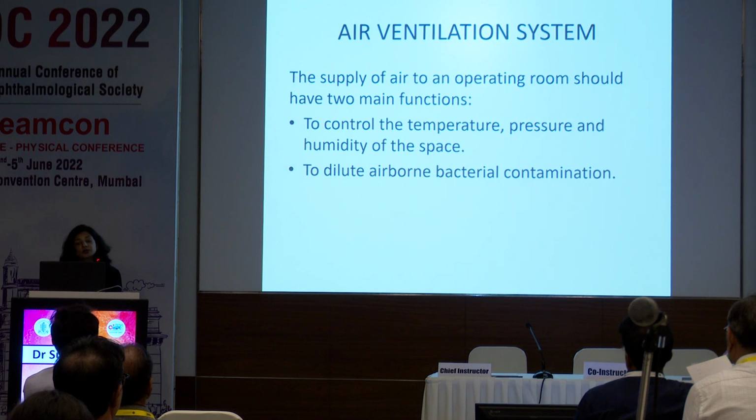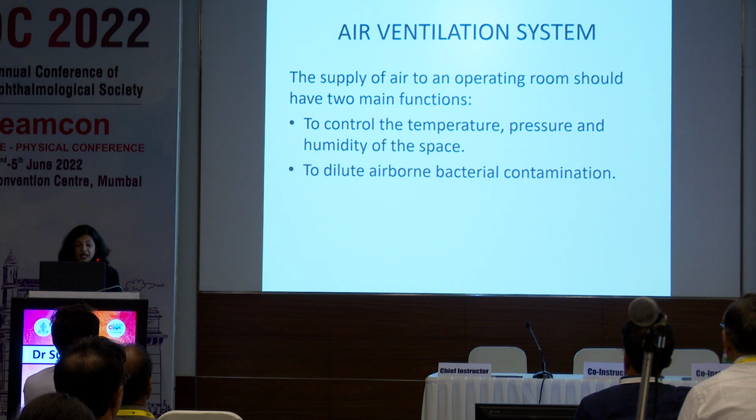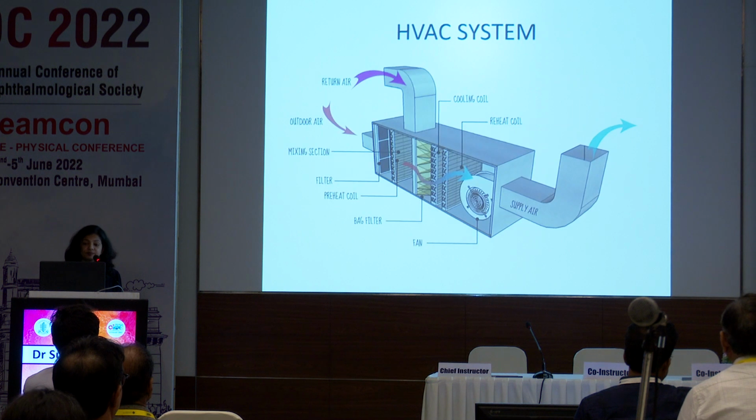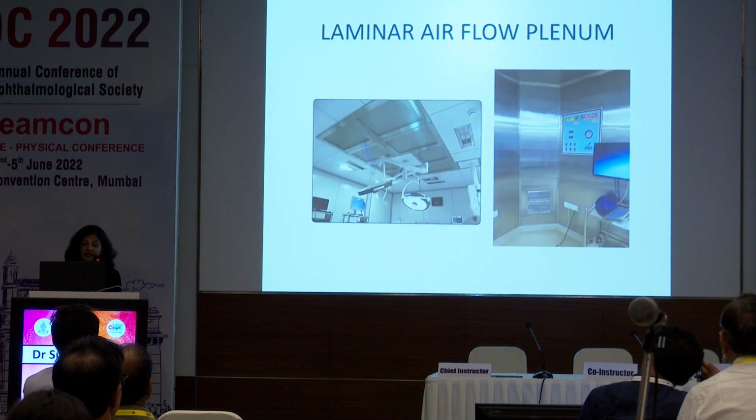Now, coming on to the most important aspect of any OT complex, that is air ventilation system. The main purpose of air ventilation system is to control the temperature, pressure, and humidity, and also to dilute airborne bacterial contamination. The current trend is to employ heating, ventilation, and air conditioning system. Now, this HVAC system has an outer air handling unit and an inner laminar airflow plenum.